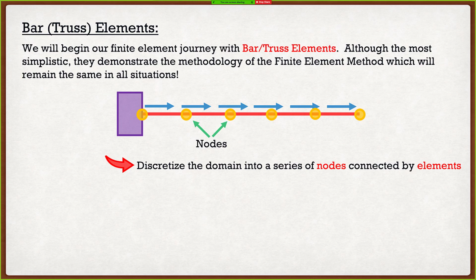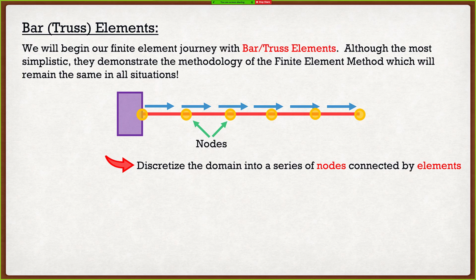So if we look here, these circles that we have, these are called nodes. And these are where we're actually going to calculate all of our displacements. All right, so instead of calculating displacements for the entirety of the beam, like we did in our exact solution or in our approximation method, we're actually only going to calculate the displacements at these particular nodes.